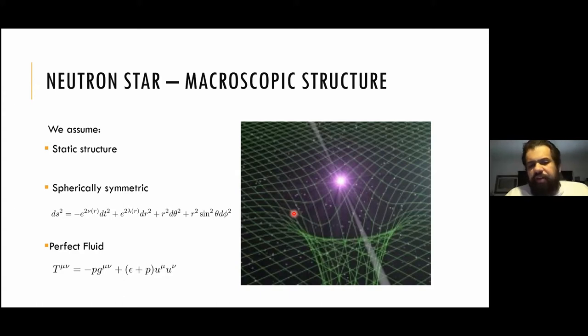So we have a spherically symmetric metric. We assume a perfect fluid. So it's, generally speaking, a well-behaved object. And of course, I'm not gonna get into this, but there is a thermal evolution as we're going to talk about, but luckily we can decouple those evolutions, the structure and the thermal side of it.